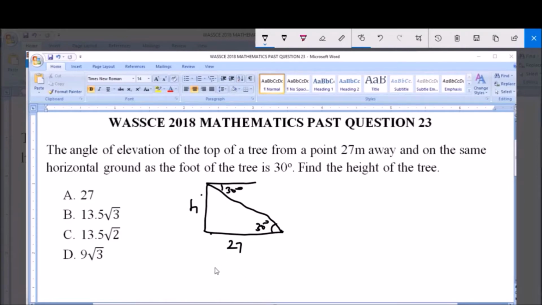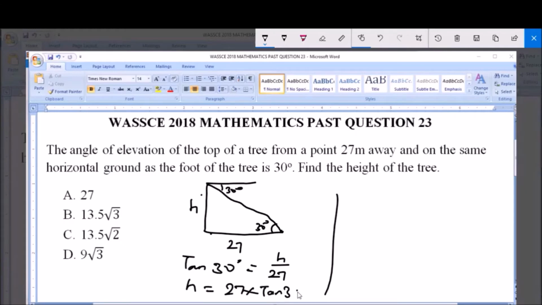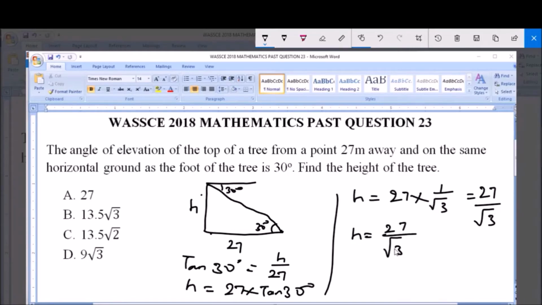Now from this we can say that tan 30 degrees is equal to h all over 27. Now from here we can say h is equal to 27 multiplied by tan 30 degrees. Tan 30 degrees is 1 over root 3, so h is equal to 27 all over root 3. Now using surds, we multiply the numerator and denominator by root 3, that is root 3 all over root 3.